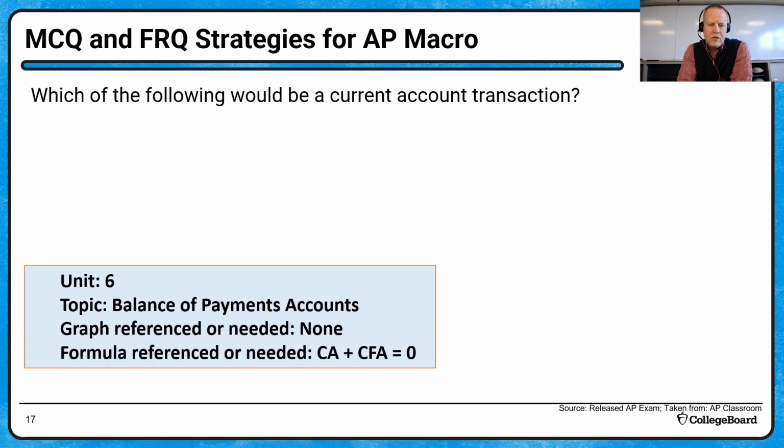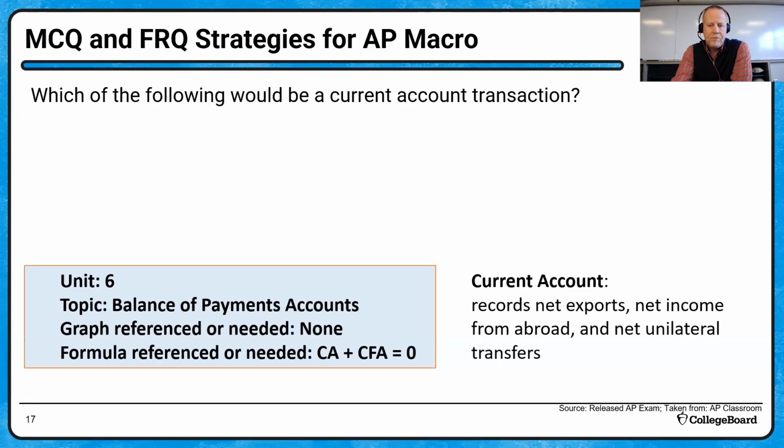Graph, there's no graph for this, but formula, not really a formula so much because it's a definitional question, but it's helpful to keep in mind CA plus CFA equals 0. Maybe they're going to go there. Probably not. What I would recommend, and again, maybe jot this down on the side, define the current account. This is a definitional question. Have the definition in front of you before you go and find the answer. Same was true when we had the aggregate demand question earlier, when we had the GDP question earlier.